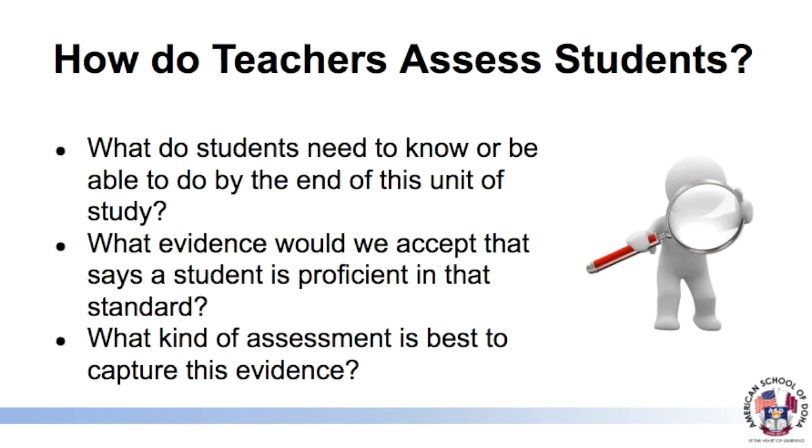So how do teachers assess students? Well, teachers start with the end in mind, looking at the subject standards to see what students need to know or be able to do. Next, they identify and communicate out to students what the evidence would be that says a student is proficient in that standard. Once students know what proficiency looks like, they have an easier target to reach. An example of this would be a rubric for a project that is tied to the standard and spells out what a student needs to do to demonstrate proficiency. Teachers also use a variety of assessment tools to gather this evidence, from tests and quizzes to projects and presentations.